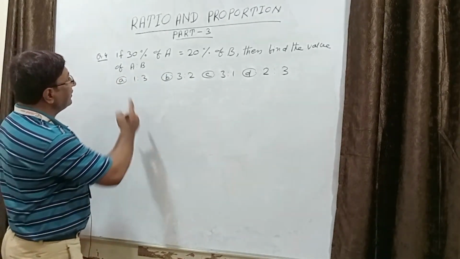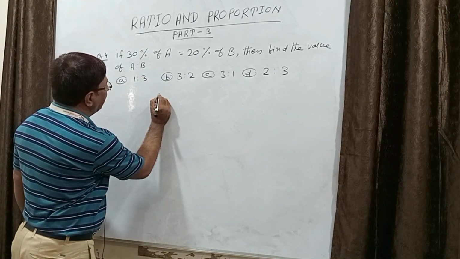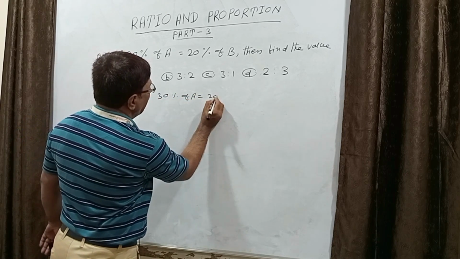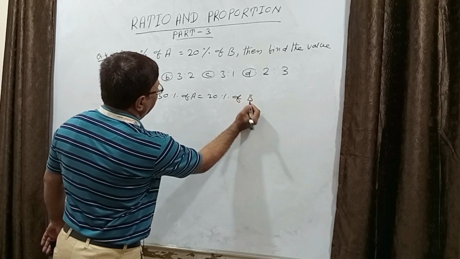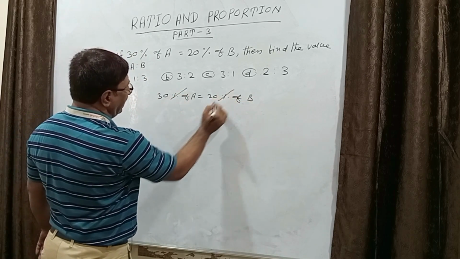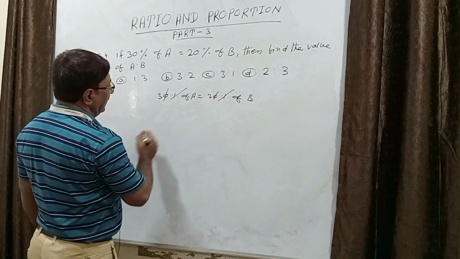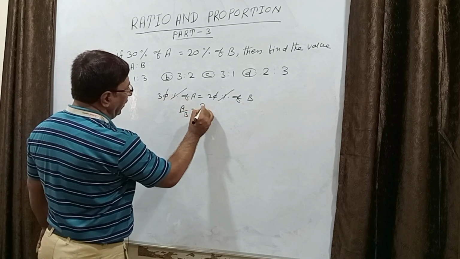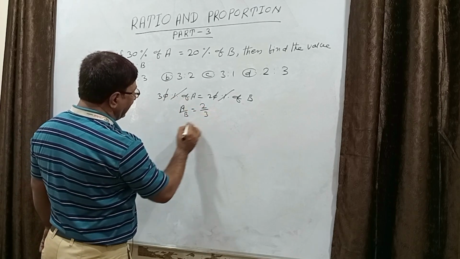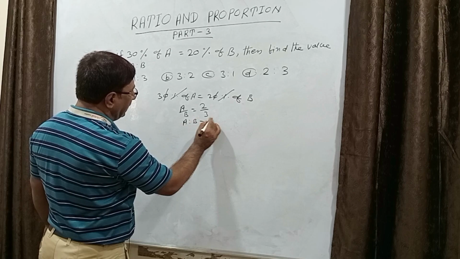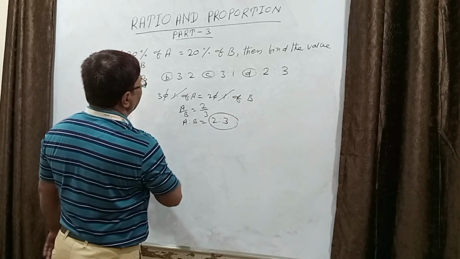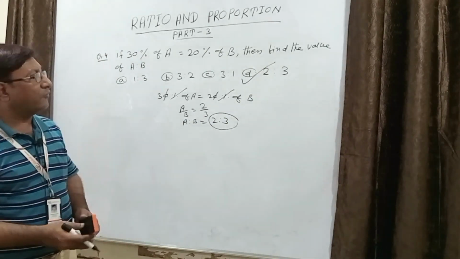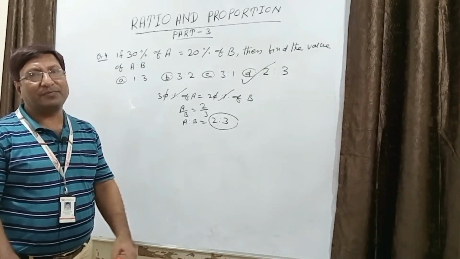So solving this question, 30% of A is equal to the given 20% of B. So this percent cancels out and this 0 cancels out. So we will get A upon B equal to 2 upon 3. So we can write A ratio B equal to 2 ratio 3. So our correct answer is 2 ratio 3, that is option D is our right answer.